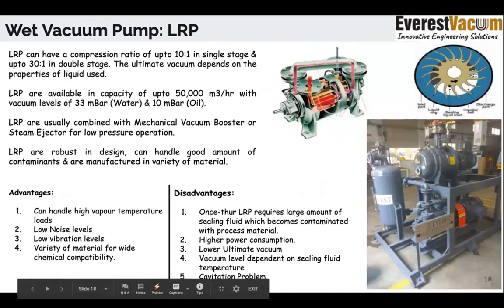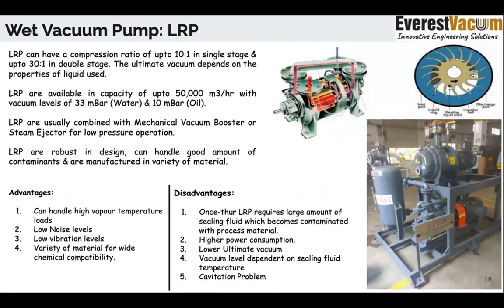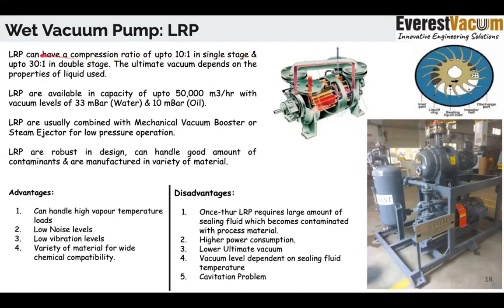Then the second classification in the wet category of pumps is the liquid ring vacuum pump. Now this pump is also a very, very popular pump. For liquid ring vacuum pumps, the typical compression ratio will start from say 10:1 in single stage and go up to 30:1 in double stage. The ultimate vacuum in the liquid ring vacuum pump depends upon this.